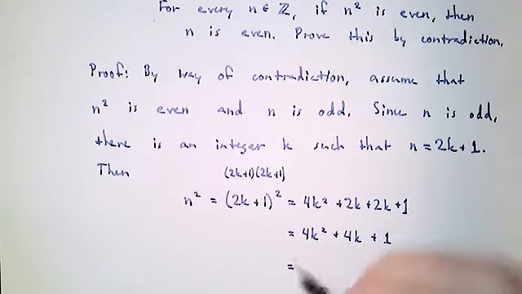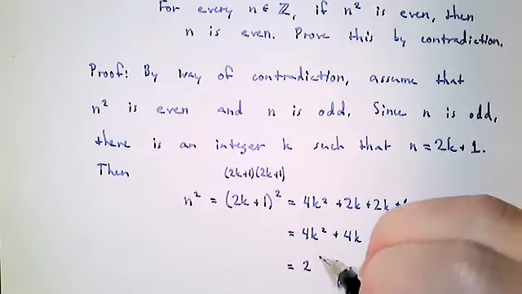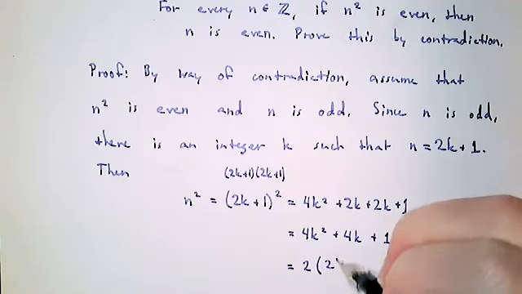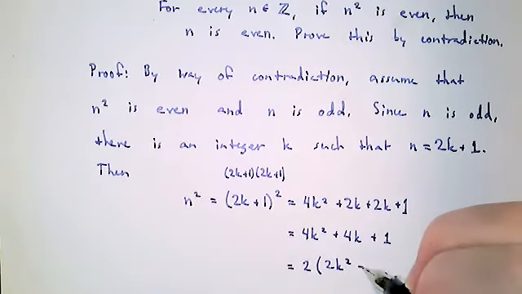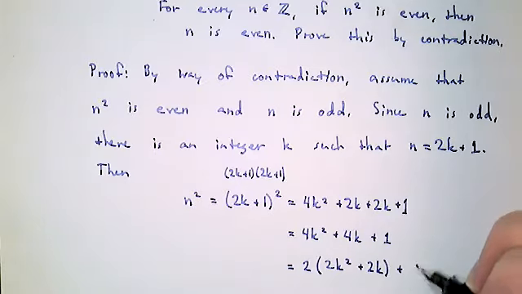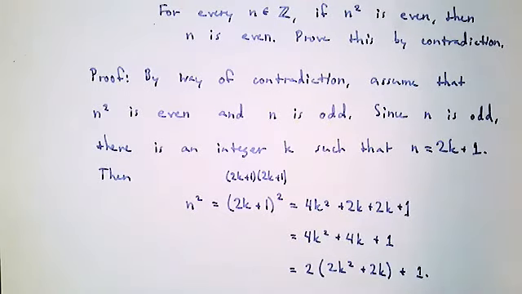we can factor out a 2 from the first part, 2k squared plus 2k plus 1. This means n squared is an odd number.